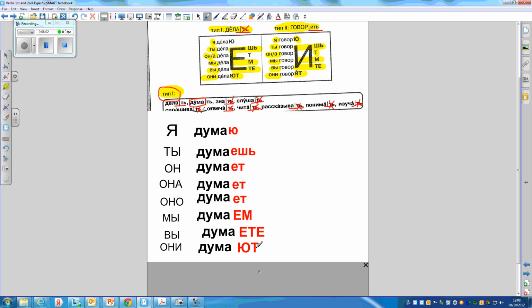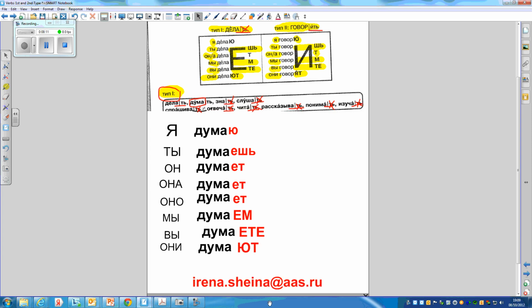I hope that was pretty much understandable. If you still have questions or doubts, please email me. I'm always available. You can always ask me questions about how to do that. Please try to conjugate all the verbs that you see here, and they're all related to the first type. And about the second type, we can talk next time.